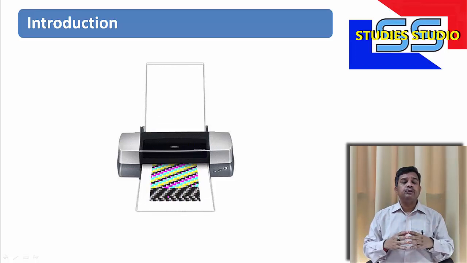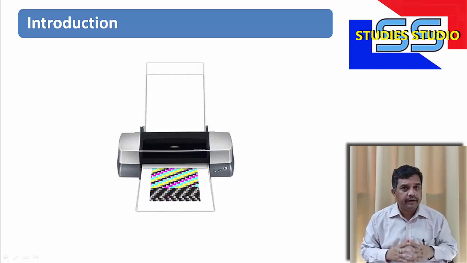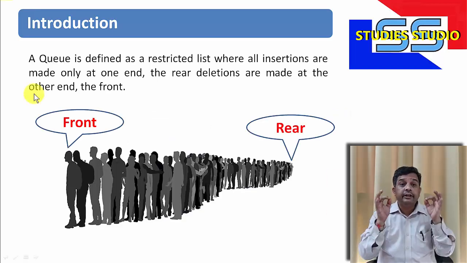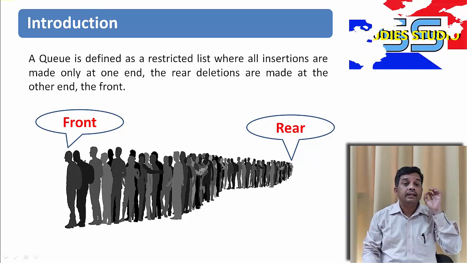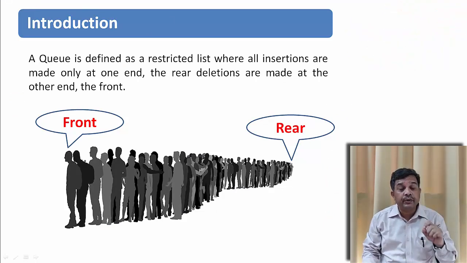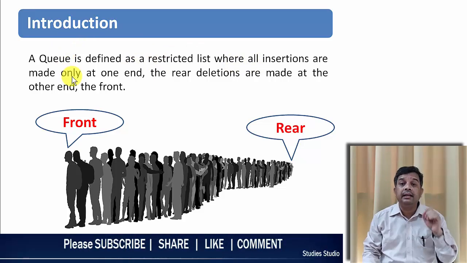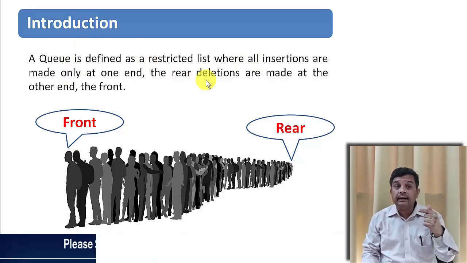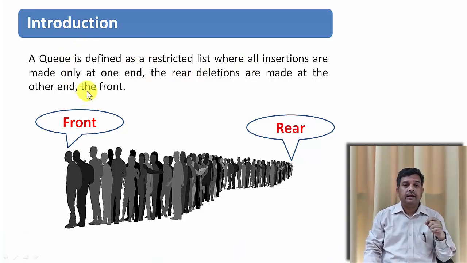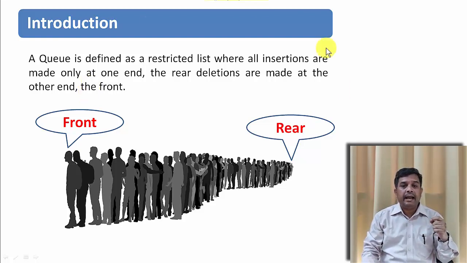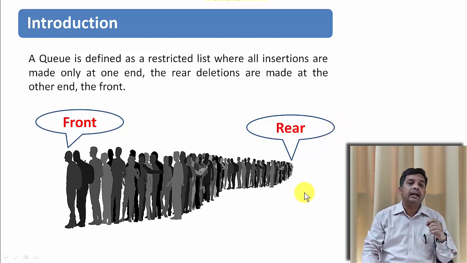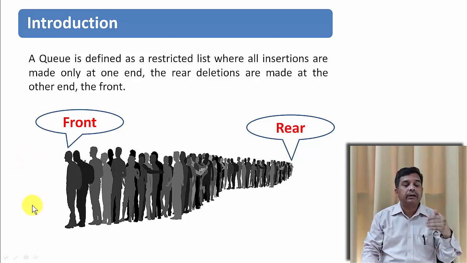About different kinds of queues, we are going to discuss in later videos. Let us see the definition of a queue. A queue is defined as a restricted list where insertions are made only at one end, that is the rear, and deletions are made at the other end, that is the front. It means whenever somebody enters the queue, they enter at the end of the queue, and whenever service is provided, they are deleted from the front of the queue.